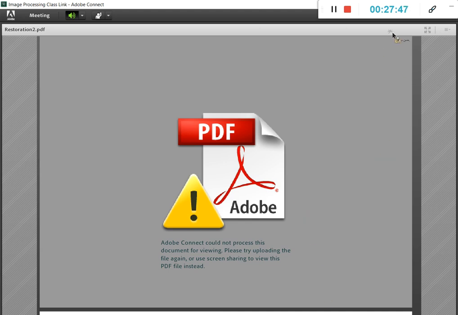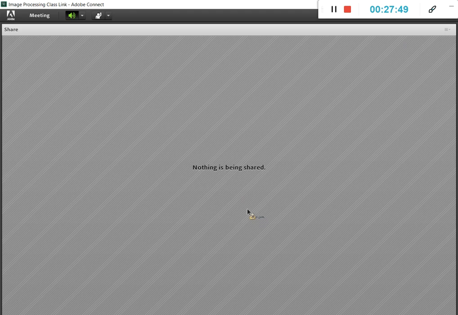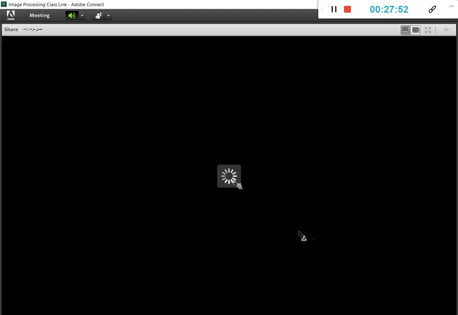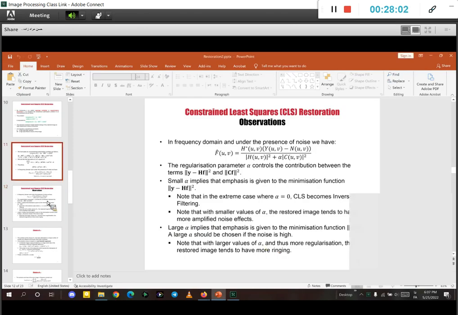I stop sharing and go share my screen. You see, this was here, this is the corrupted page, and this was okay. I'm discussing this item.